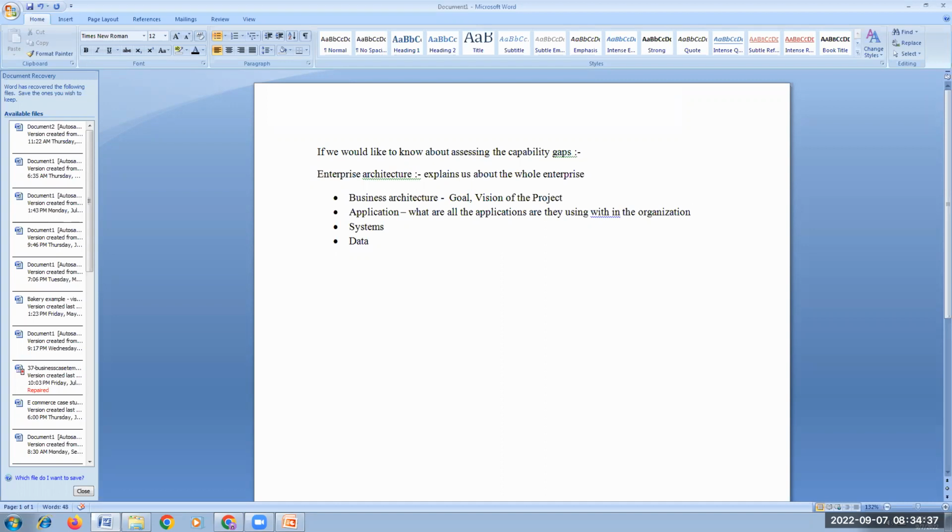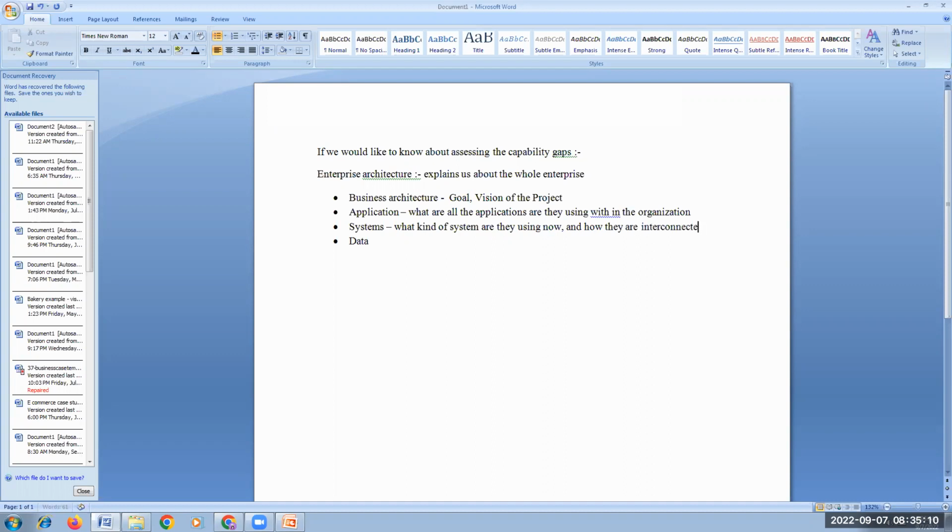Second, you must know about the application architecture. What are the different applications we were using, everything comes under the second one. The third one, we call it systems architecture. Systems architecture means what kind of systems are they using now and how they are interconnected, if any, right?